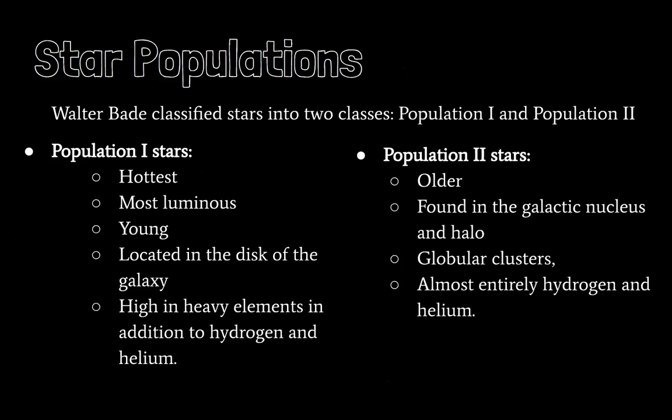Walter Baade classified stars into two classes, population 1 and population 2. Population 1 stars are typically the hottest, most luminous, younger stars. They're usually located in the disk of the galaxy, and they are high in heavy elements in addition to hydrogen and helium. Population 2 stars are typically older, and they are found in the galactic nucleus and halo. Some are found in globular clusters, and they are made of almost entirely hydrogen and helium.